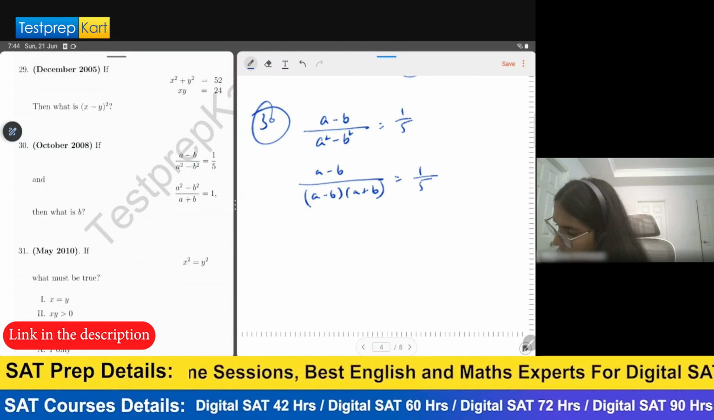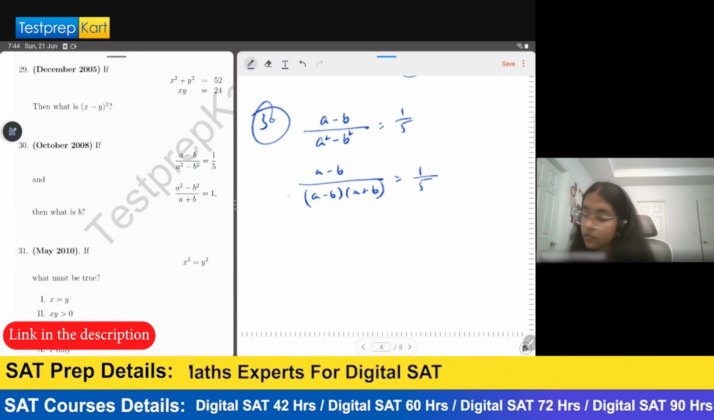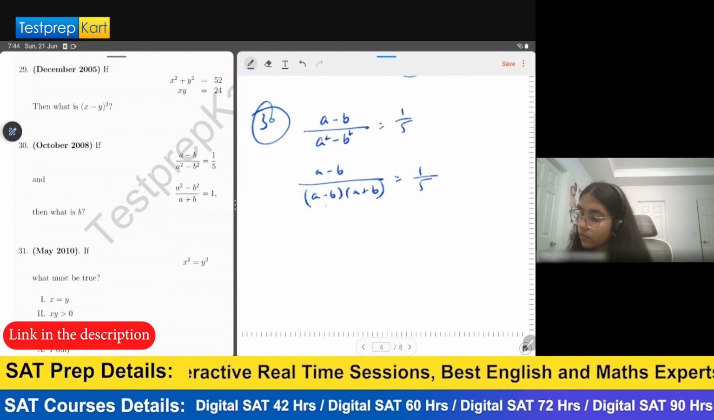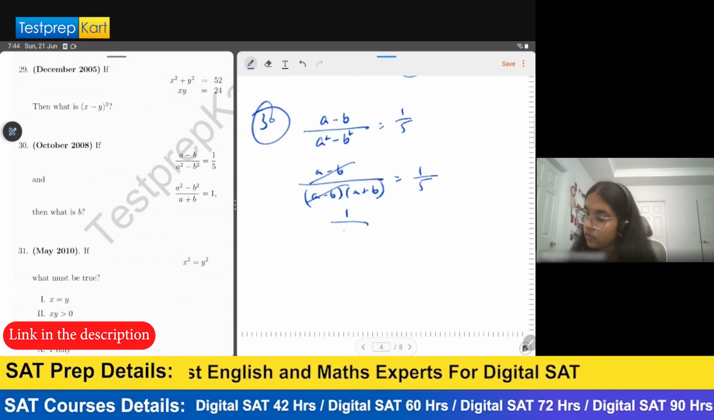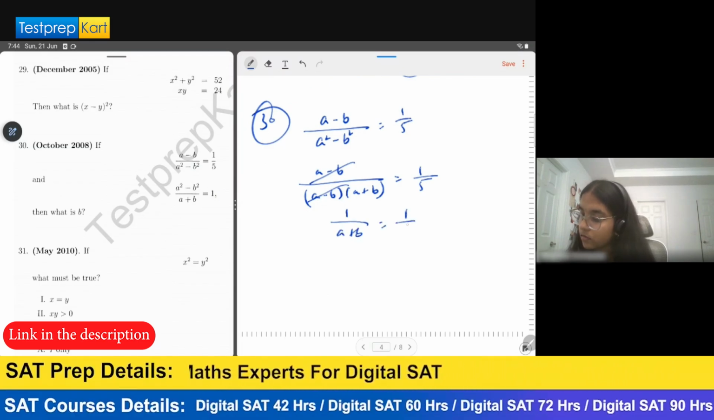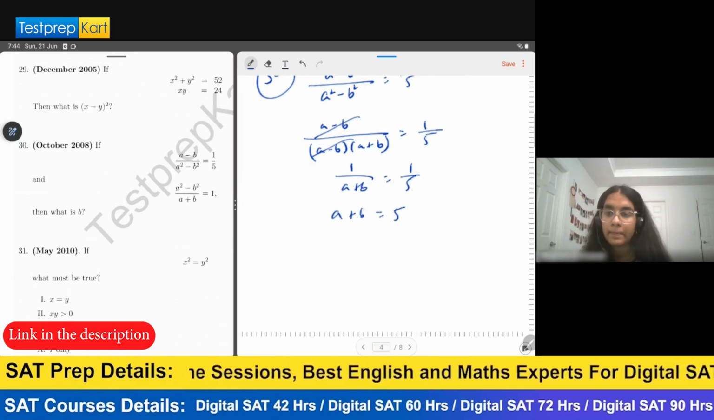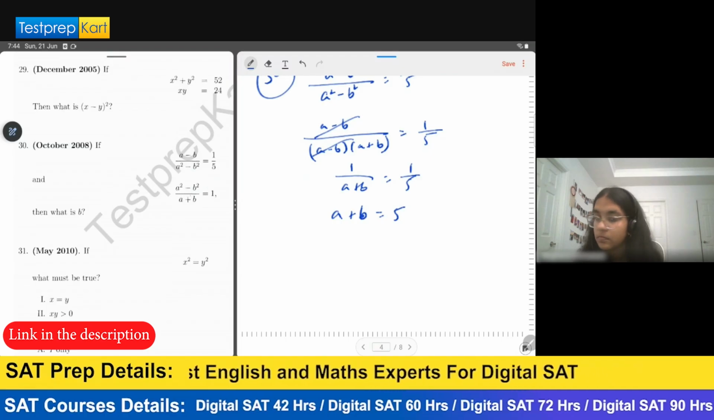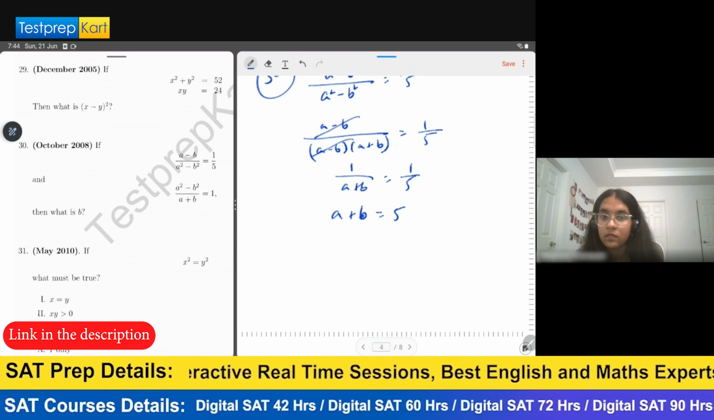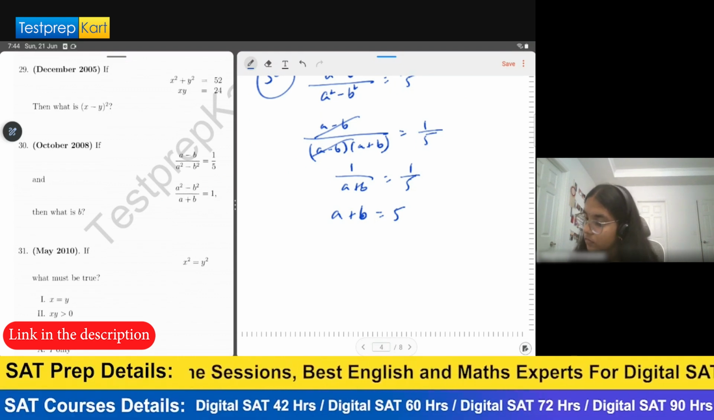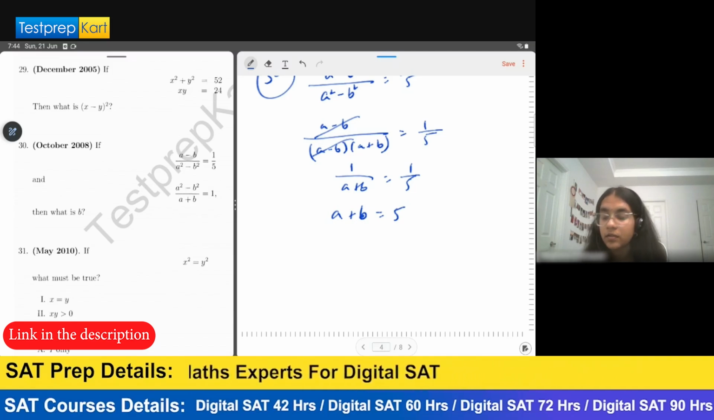For the first equation, a minus b divided by a square minus b square, what you can do is write the denominator. A square minus b square will be a minus b times a plus b, right? So then a minus b gets cancelled, and you'll have 1 over a plus b is equal to 1 over 5, correct? Which means a plus b is equal to 5. So then you can do the same for the second equation and then solve the two equations. So yeah, you can continue. Are you still doing it? Yeah, I'm doing the second equation. Okay.